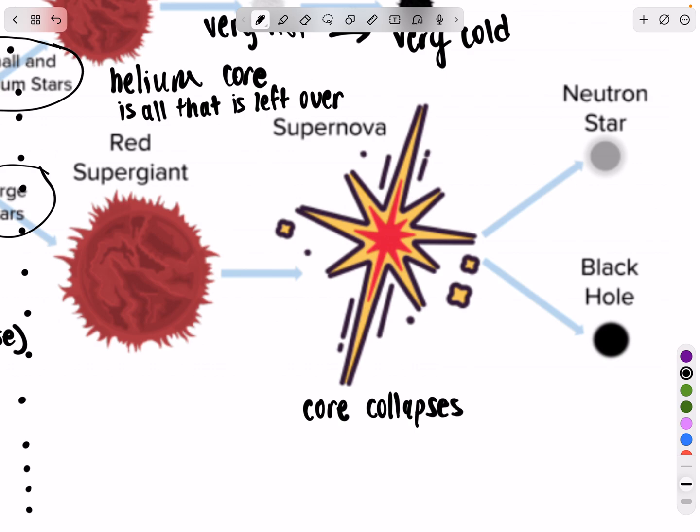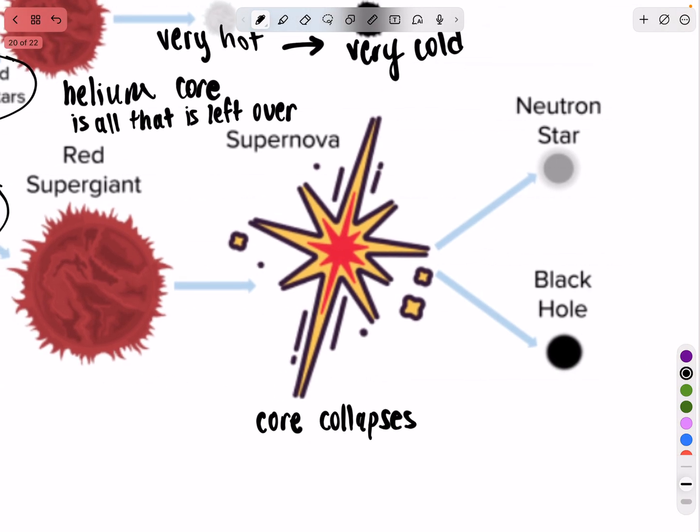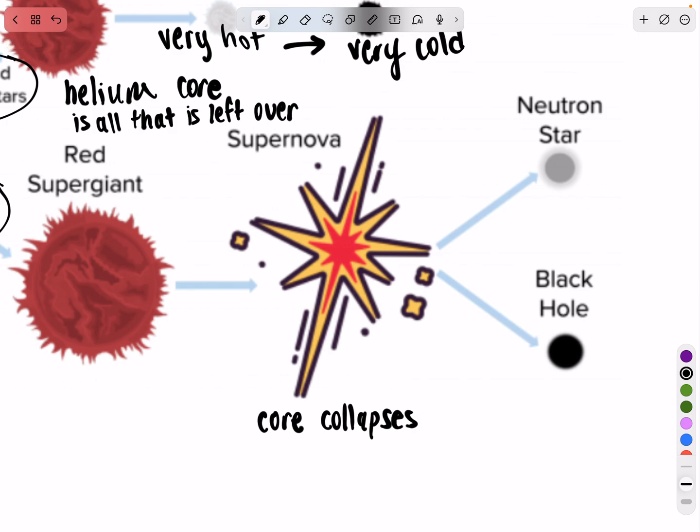Let me word this in a better way. Large stars are going to be the only ones that turn into a supernova. So a small or medium star is never going to turn into a supernova. It does not follow that path. It is only going to be the large stars. They go from a red supergiant into a supernova. From there, there are two different pathways that a large star could take. It could either turn into a neutron star or a black hole. And that is where these black holes come from.